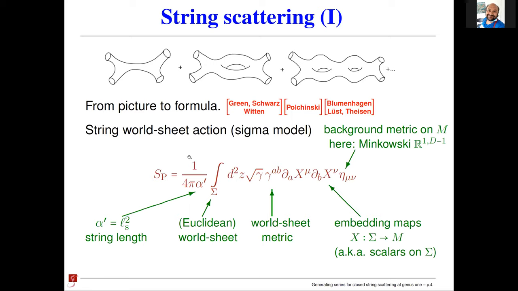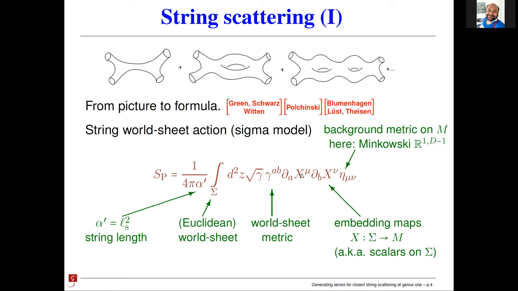It's an integral over something that I will call sigma throughout the talk, and this is the world sheet. This is what is drawn here as a two-dimensional surface. So you integrate over a two-dimensional surface called the world sheet. This surface comes with a certain metric called gamma AB. There's a determinant here as usual for diffeomorphism invariance. And then you have fields living on that two-dimensional world sheet that are called X. This is a kinetic term for these fields X.